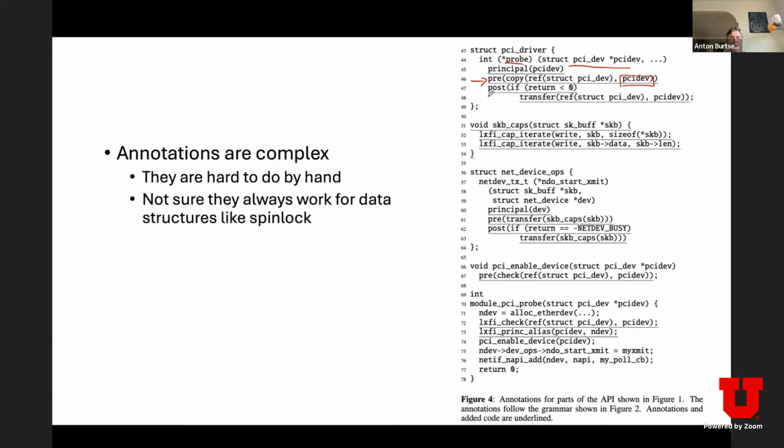And actually, there is a conditional check. You might want to revoke it or take it back if the return value is not zero, is negative. So it's if an error happens. But if an error doesn't happen, you permanently, I think, transfer those rights to the isolated driver, right? So imagine how hard it is to write those annotations by hand, right?